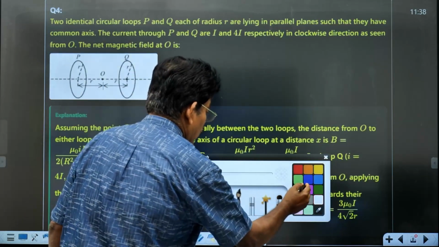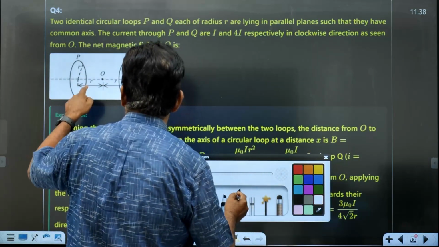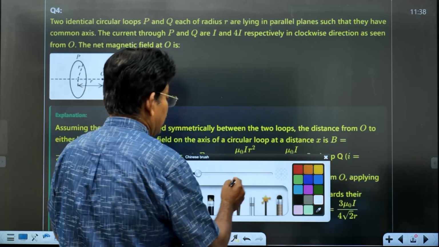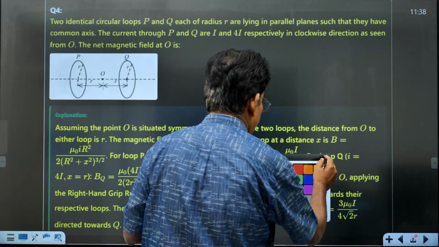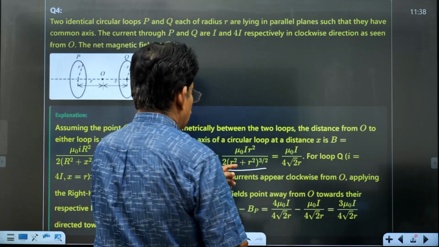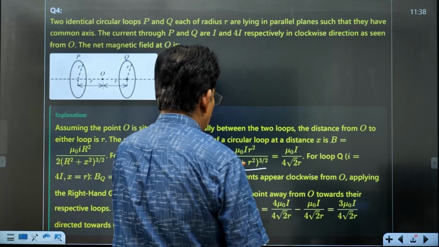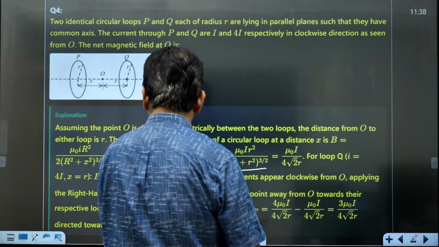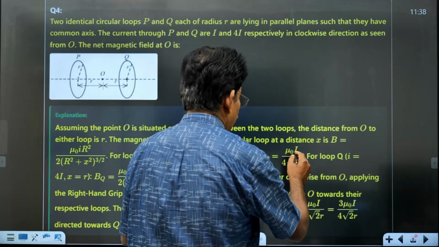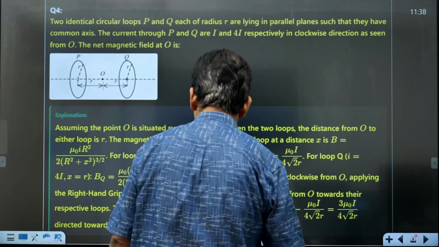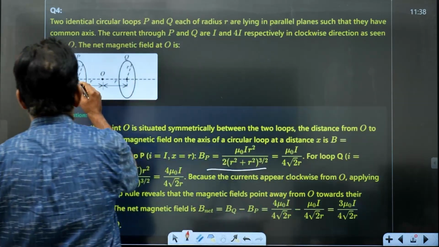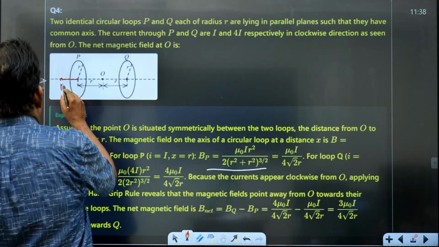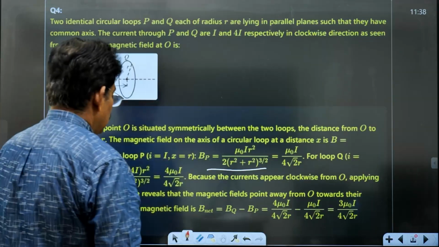Magnetic field, because looking from O, current in Q is clockwise, and when you calculate it, instead of x we are putting small r, that comes to be mu 0 I by 4 root 2 r, and this is towards P.